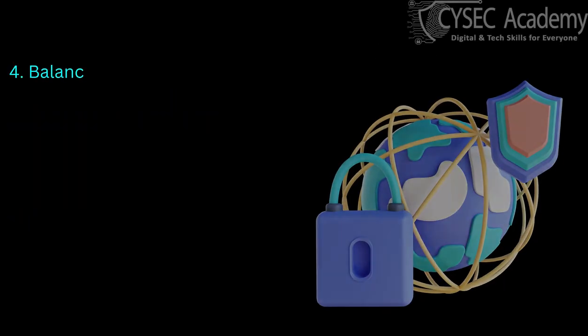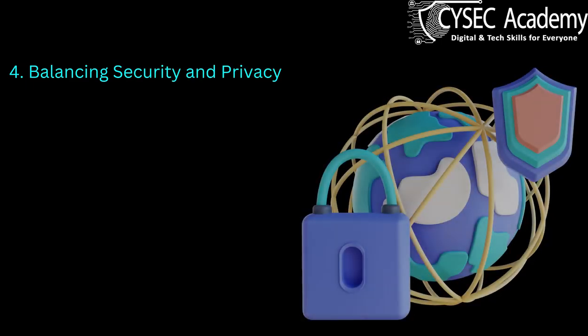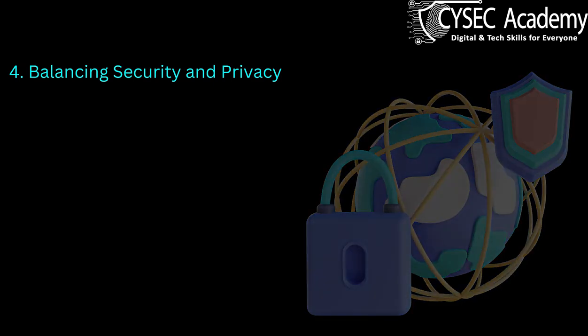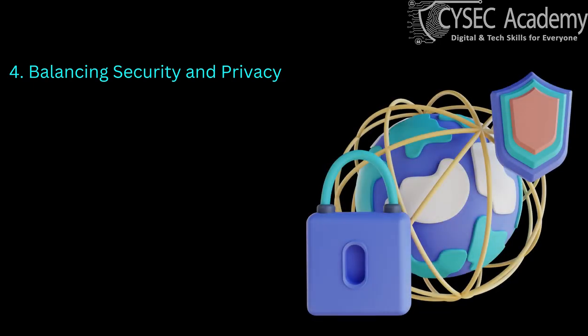4. Balancing security and privacy. As security measures become more advanced, organizations will need to balance the need for security with the protection of individual privacy. This includes addressing concerns about surveillance, data collection, and the use of AI in security operations.